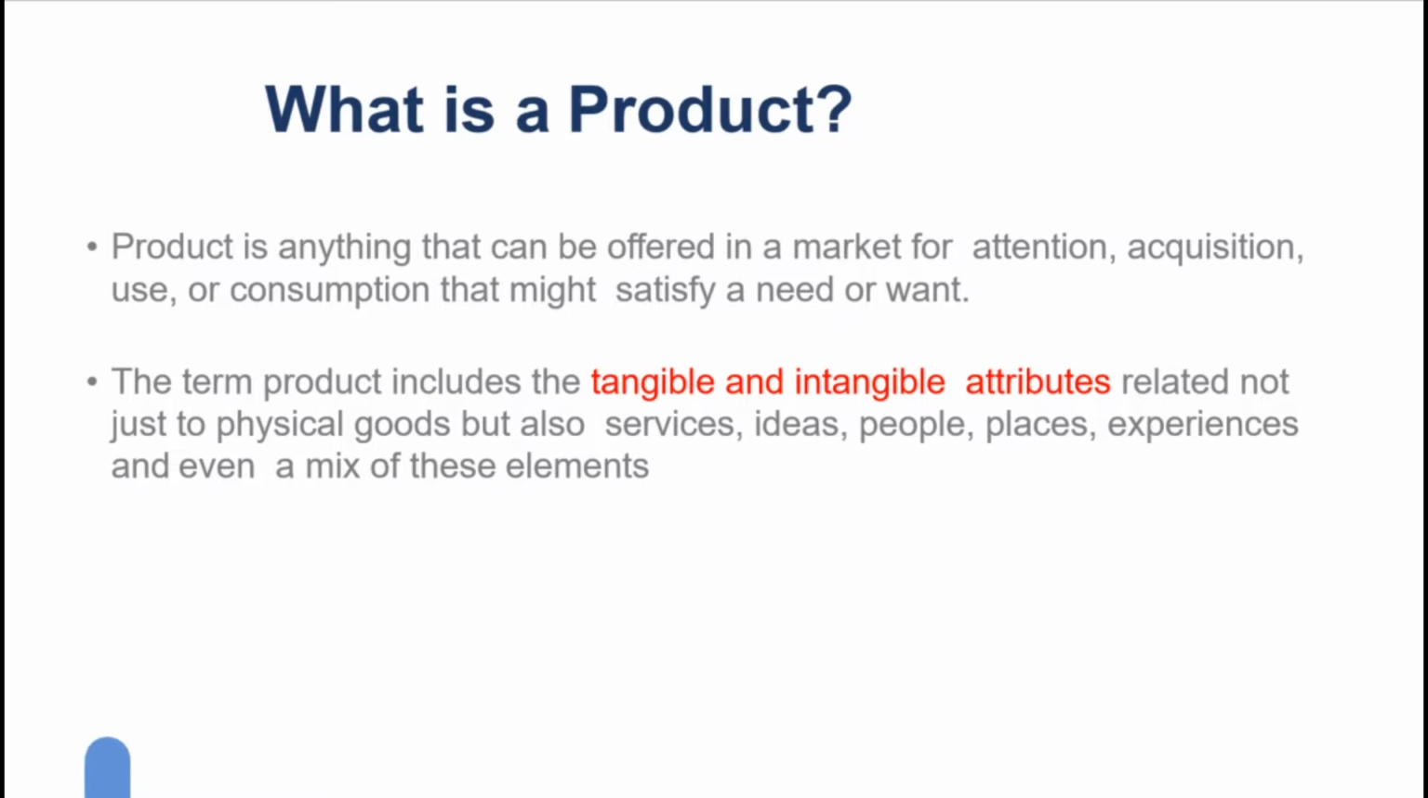So, what is product? Product is anything that can be offered in a market for attention, acquisition, or use or consumption that might satisfy a need or want. The term product includes the tangible and intangible attributes related not just to physical goods but also services, ideas, people, places, experiences, and even a mix of these elements. So please pay attention to these tangible and intangible attributes. So the services are also considered as products.